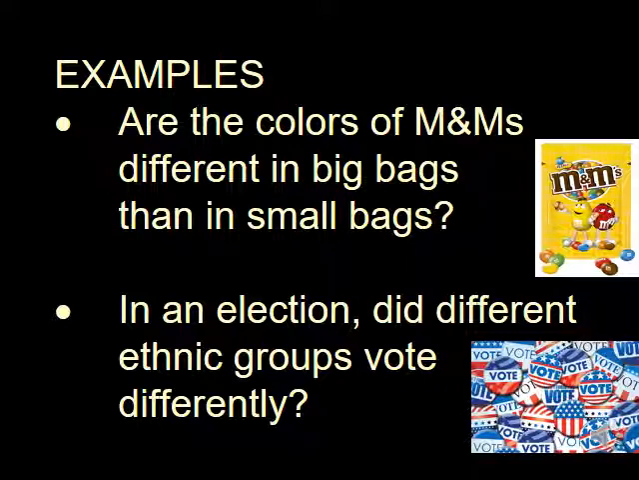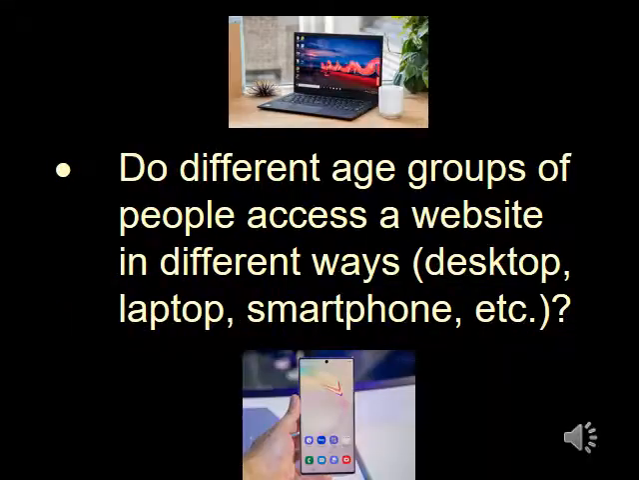Another question you might use a matrix chi-square test for would be if you wanted to know whether different ethnic groups vote differently. Is the distribution of Republicans and Democrats different among white people, black people, Hispanic people, etc.? Yet another possibility would be whether people access the internet in different ways depending on their age.